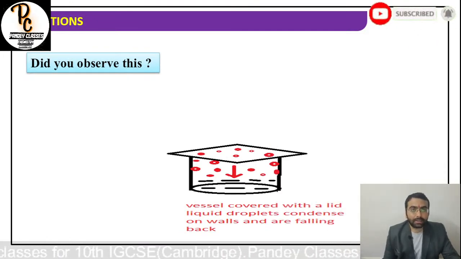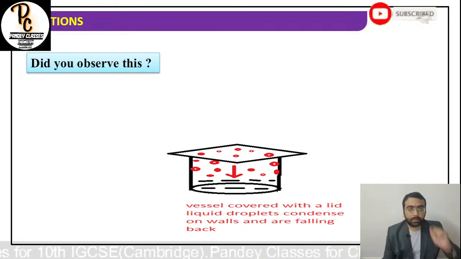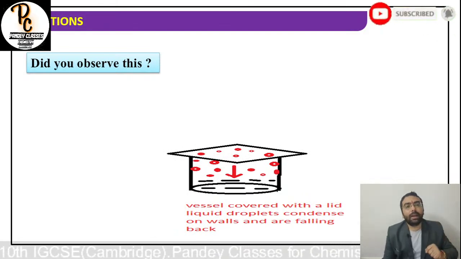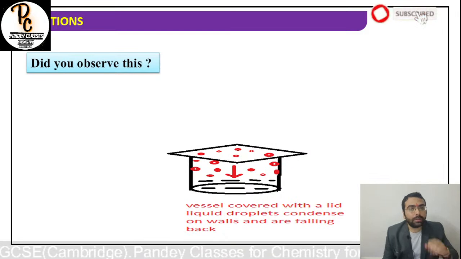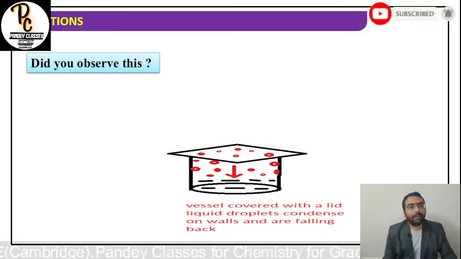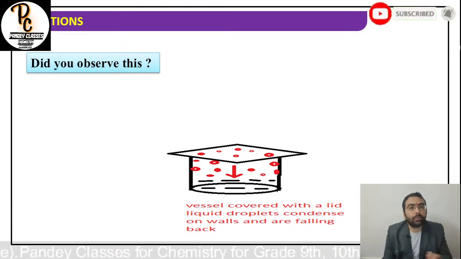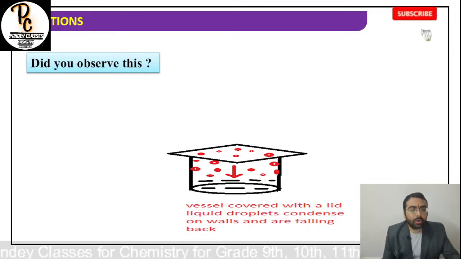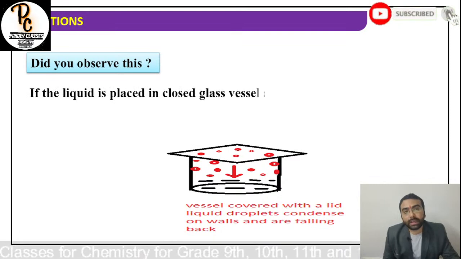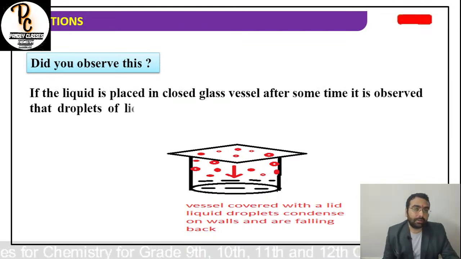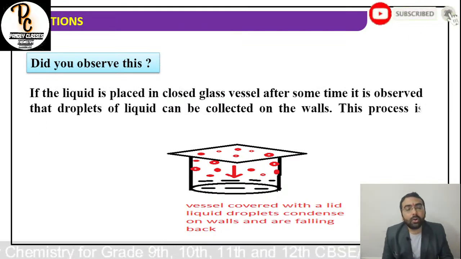What is that? Suppose we have vapors, and when these vapors are blocked, what happens? After cooling down, they change into the liquid phase, and this phenomenon we call condensation. Okay? So this phenomenon we call condensation.